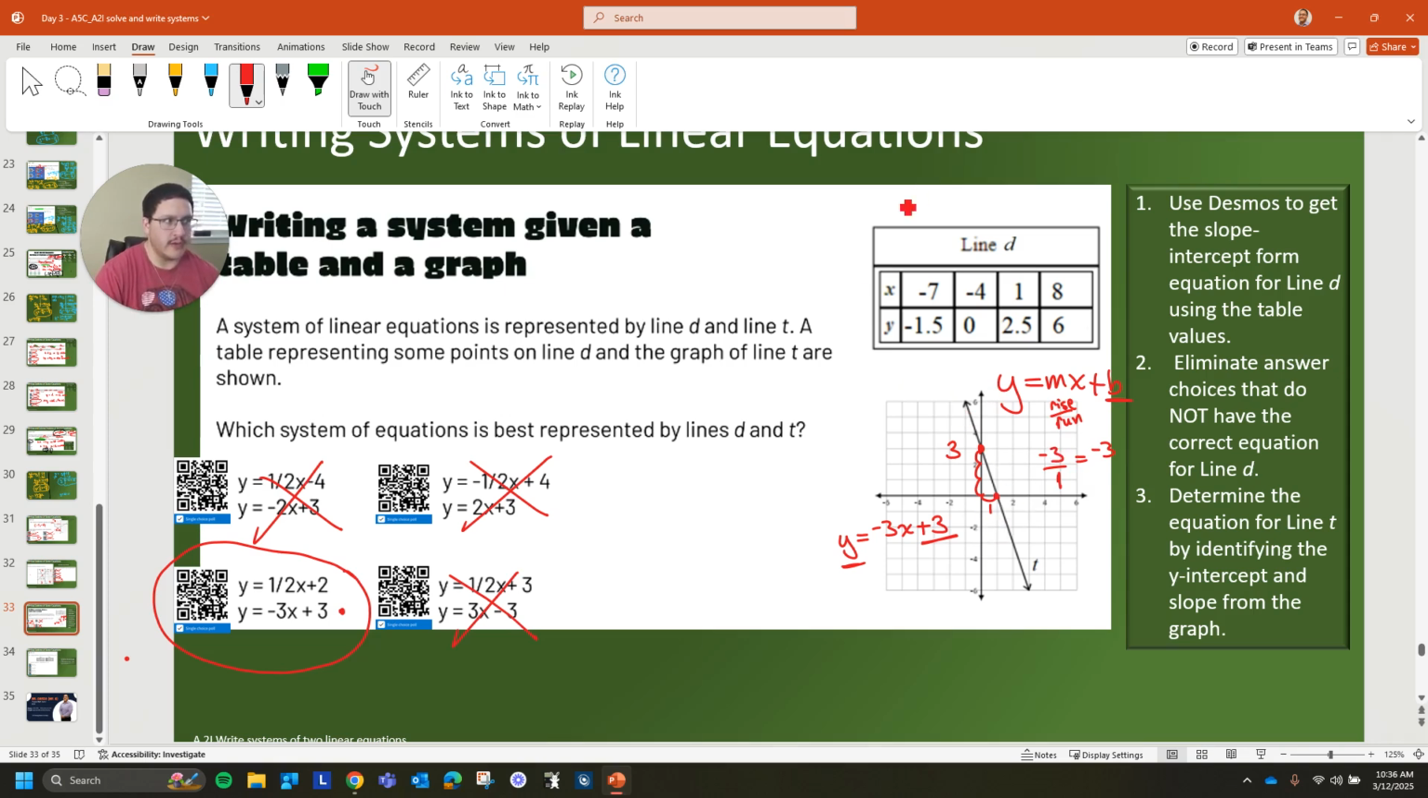Let's say we didn't know how to do that. Let's instead use Desmos to figure out what the equation is for this table right here. So we're going to type the table into Desmos, and then we're going to use the following: y1 tilde mx1 plus b. I'll show you how to do this in a little bit. For right now, we're just going to enter the table into Desmos.